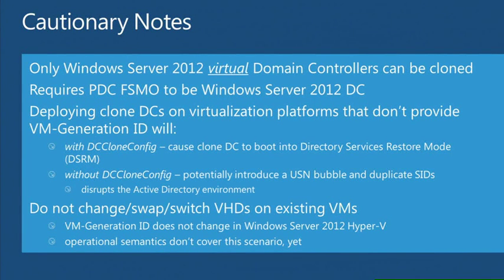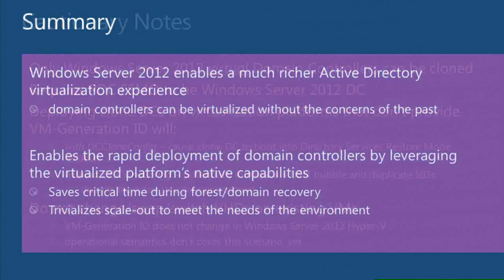Again, it requires a Windows Server 2012 hypervisor platform and is for 2012 domain controllers only. So your source DC has to be running on a hypervisor platform that is capable of VM generation ID and running Windows Server 2012. Similarly, this does not handle the case where you just copy a VHD and attach it to an existing VM, because in this case, most hypervisor platforms don't know that something has changed underneath and cannot provide the necessary notification to the Active Directory layer.